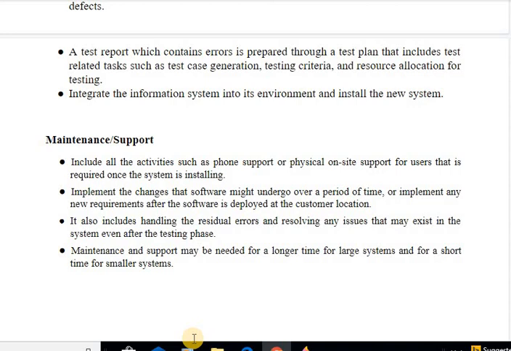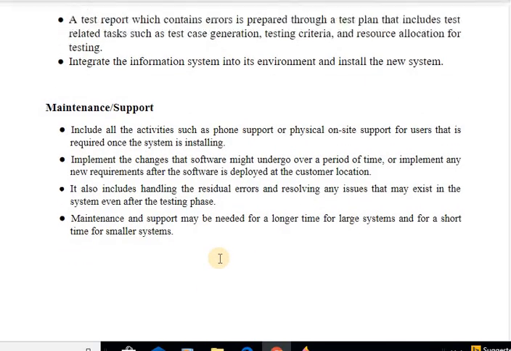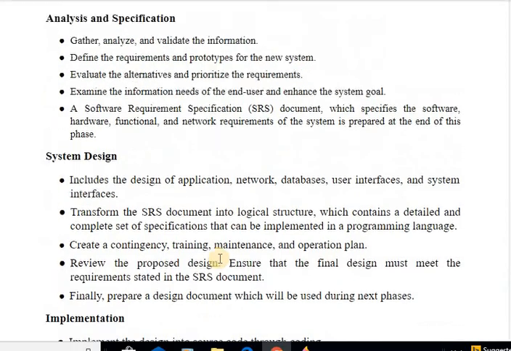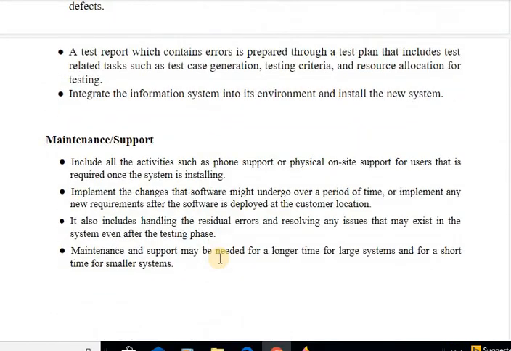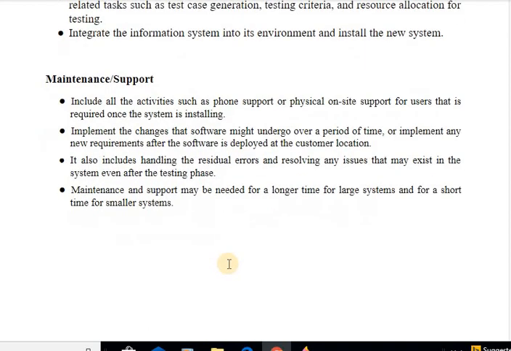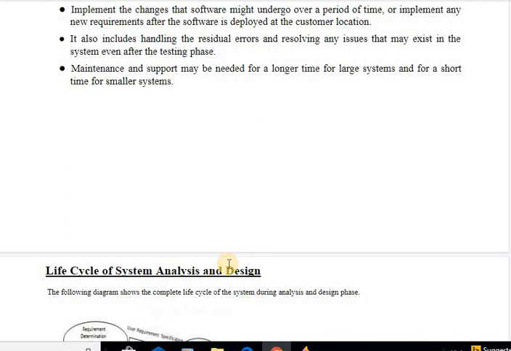Maintenance and support are also needed for a longer time for a large system, and for a short time for a small system. So any type of system we are developing follows this system development life cycle. At the end, maintenance and support will be required, whether it is a large system or a small system.